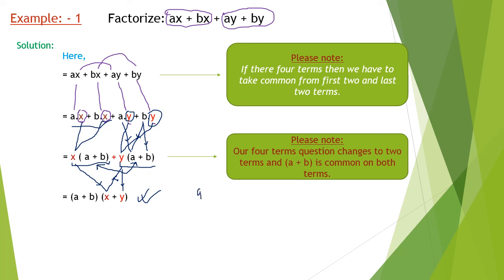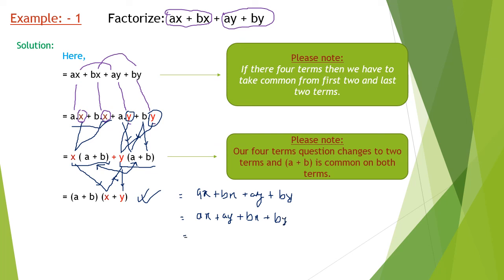Now our question is ax plus bx plus ay plus by. You can do it in another way also. This is our question, and how we can arrange it is: ax plus ay will be written together, and bx plus by is written together. It is arranging the terms. From the first 2 terms, you can clearly see a is common.